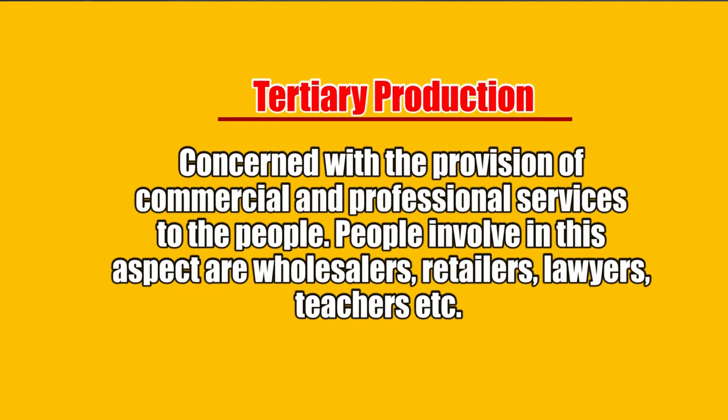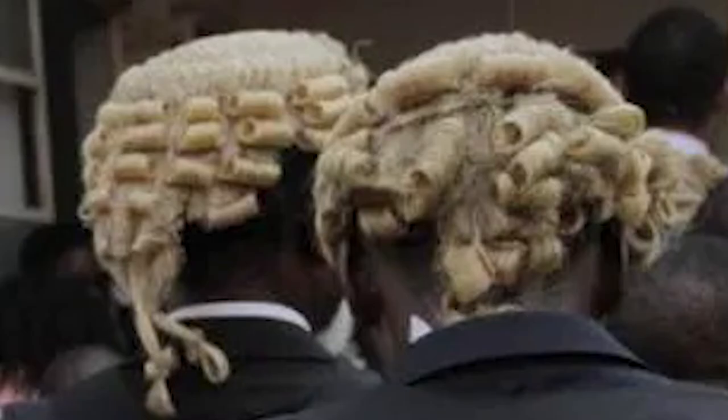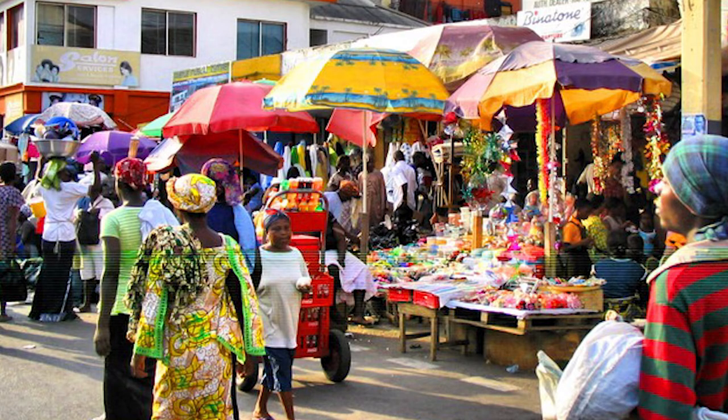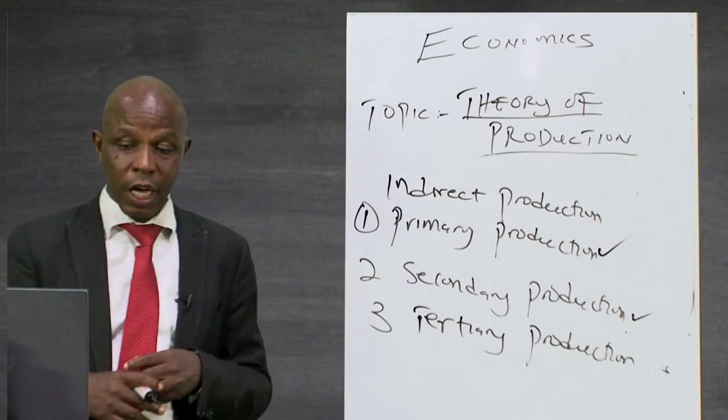So we have three pictures here. The first one is a teacher providing a professional service. The next one is a lawyer, also providing a professional service. The next one is a retailer, providing a commercial service, because commerce involves buying and selling. So that is tertiary production.